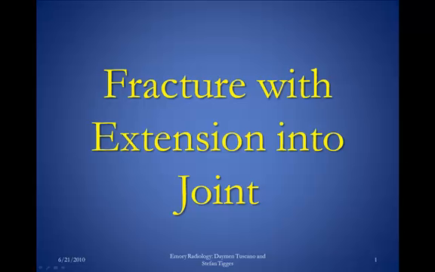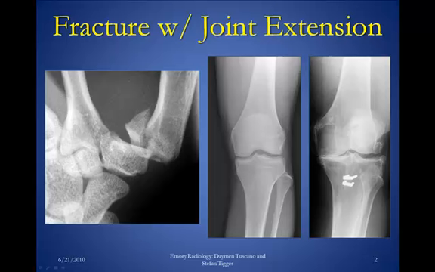Welcome to this podcast on fracture with extension into joint. There are two reasons that we're going to go over today why fracture with extension into joint is important. The first reason is shown on the radiograph there on the left. You can see that there's a fracture of the base of the thumb, in other words of the first metacarpal, and you can see that there is subluxation of the distal aspect of the thumb metacarpal in a radial direction.